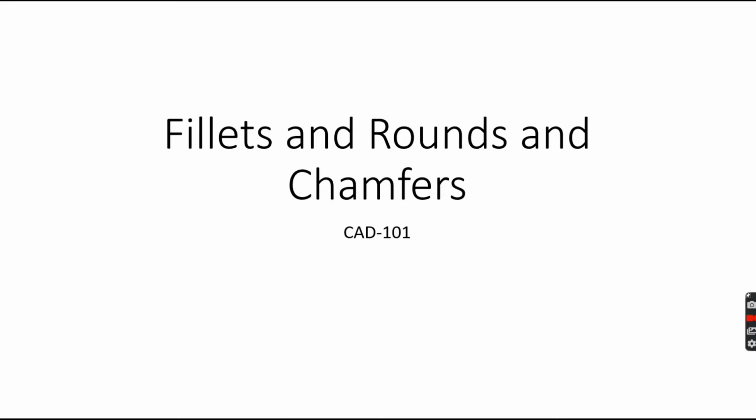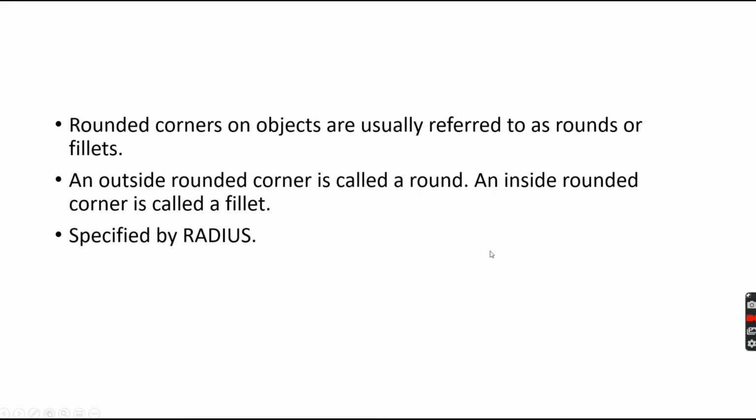We're going to take a look at fillets and rounds and chamfers. Rounded corners on objects are usually referred to as rounds or fillets. An outside rounded corner is called a round. An inside rounded corner is called a fillet. It's always specified by the radius.